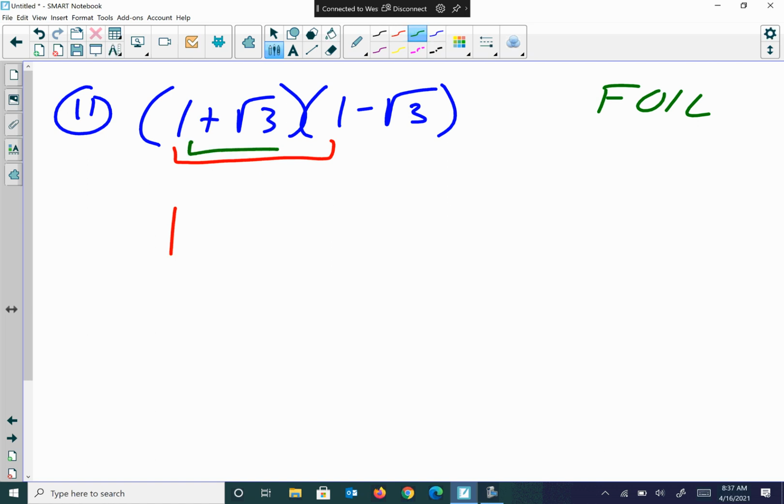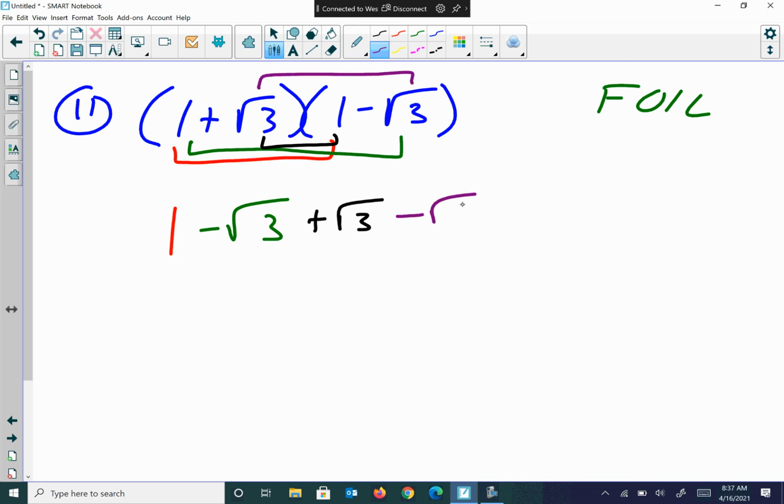Then I'm going to go 1 times negative root 3 is negative root 3. Agree? Then I'm going to go root 3 times 1. That gives me plus root 3. Hey, is there a 1 in front of those? Yeah. And then the last part is going to give me root 3 times negative root 3 is negative root 9.